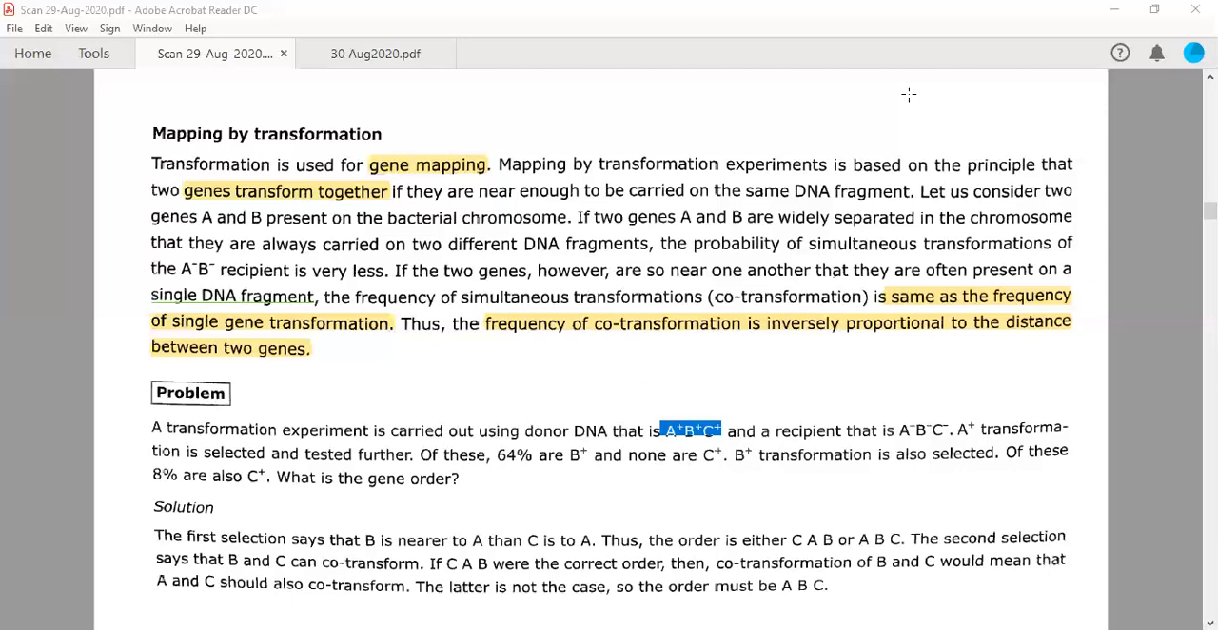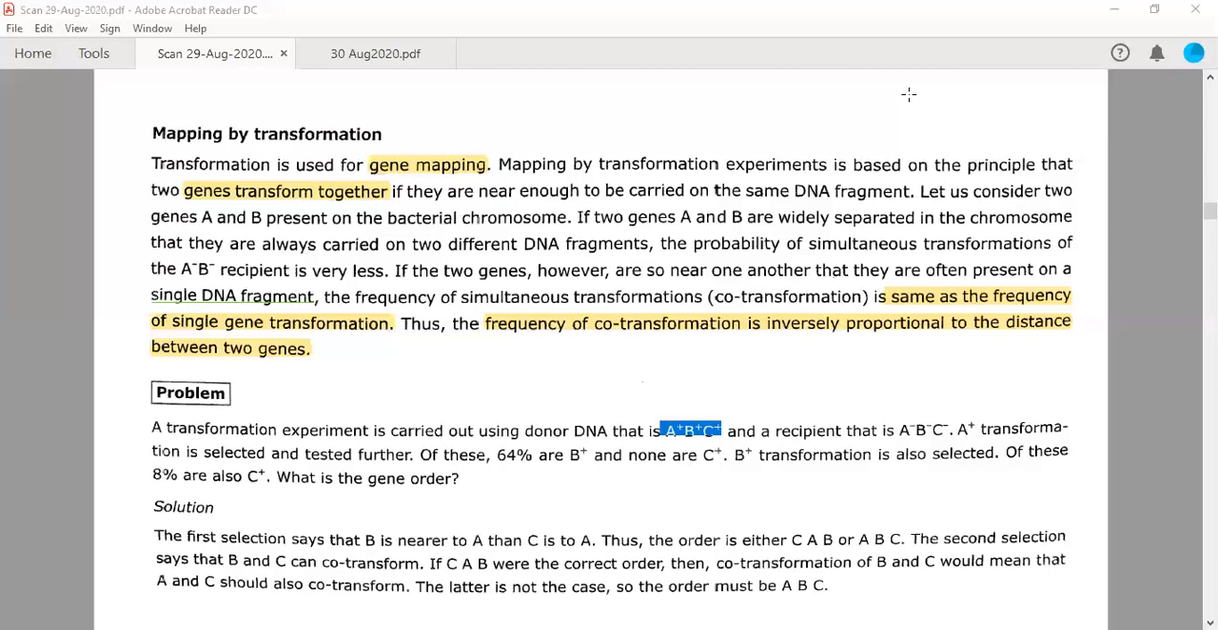When a generalized transducing phage infects a recipient cell, expression of the transferred donor genes will occur. Whereas there is a second type that is called specialized, in which only some specific genes will be transferred.